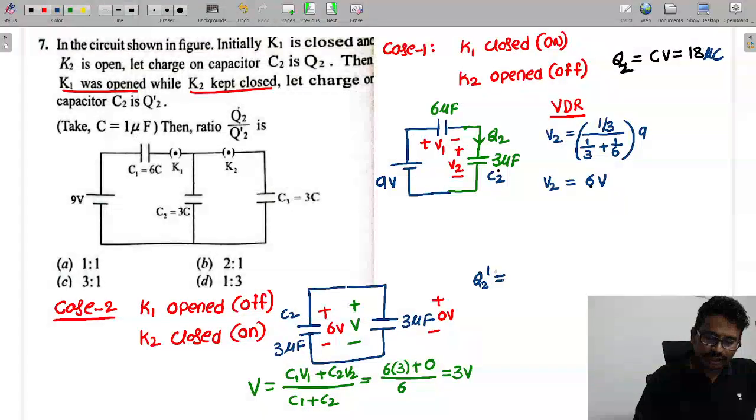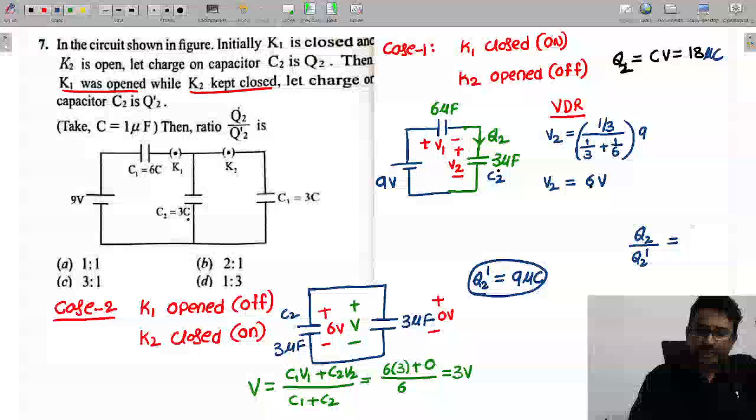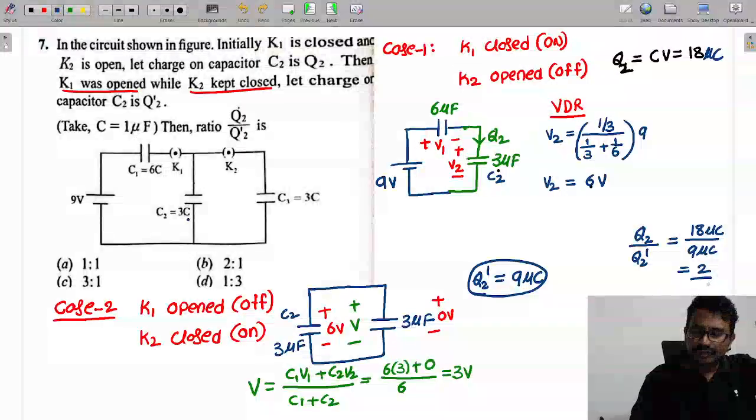Now whatever the charge is here, this is Q2 dash. Q2 dash is what? The capacitance is 3 plus 3, which is 6, and the voltage 3 volts, so this is 9 microcoulombs. Now they are asking us to find what? Q2 by Q2 dash. That is how much? 18 microcoulombs by 9 microcoulombs, which is equal to 2, that is 2 by 1. So the answer is B.